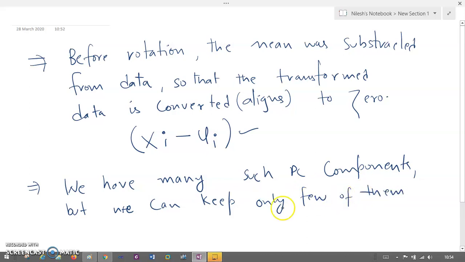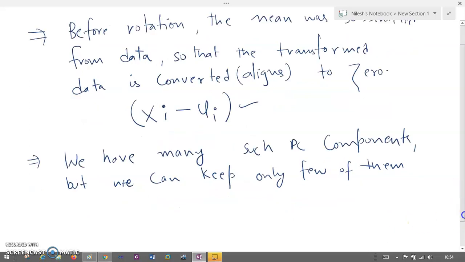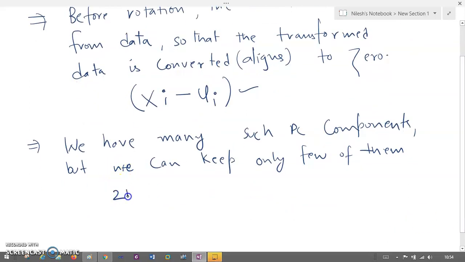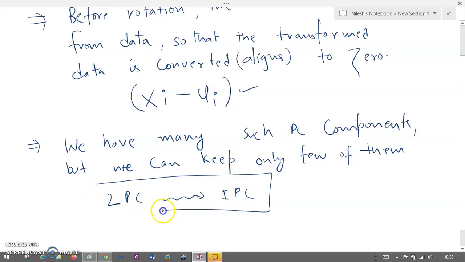Okay, so if you have 10 principal components, you can use only 5 of them, and that is okay, right? So right now I have two principal components. If I have two principal components, then I can use only one principal component. Instead of using two principal components, I can use only one.